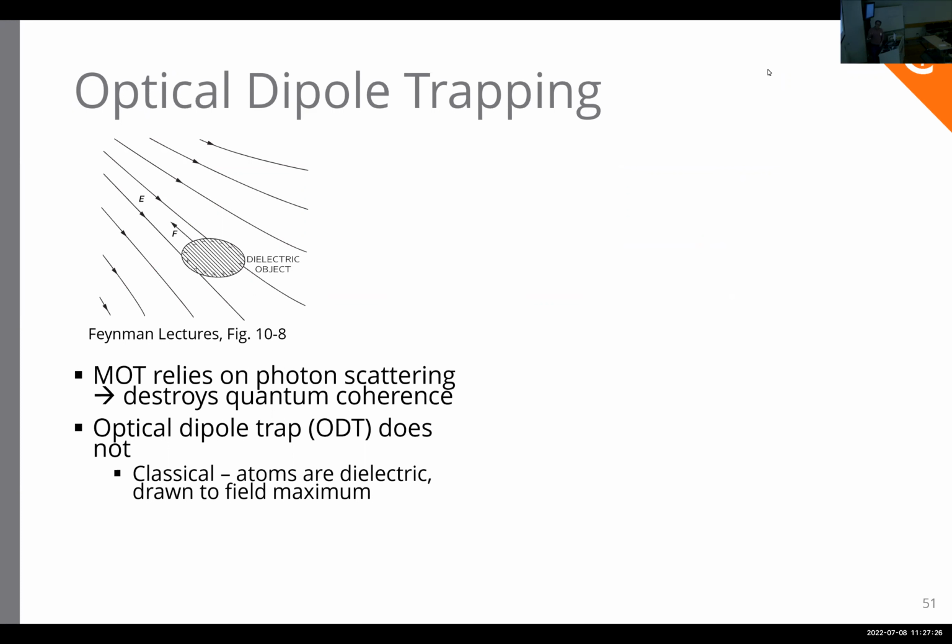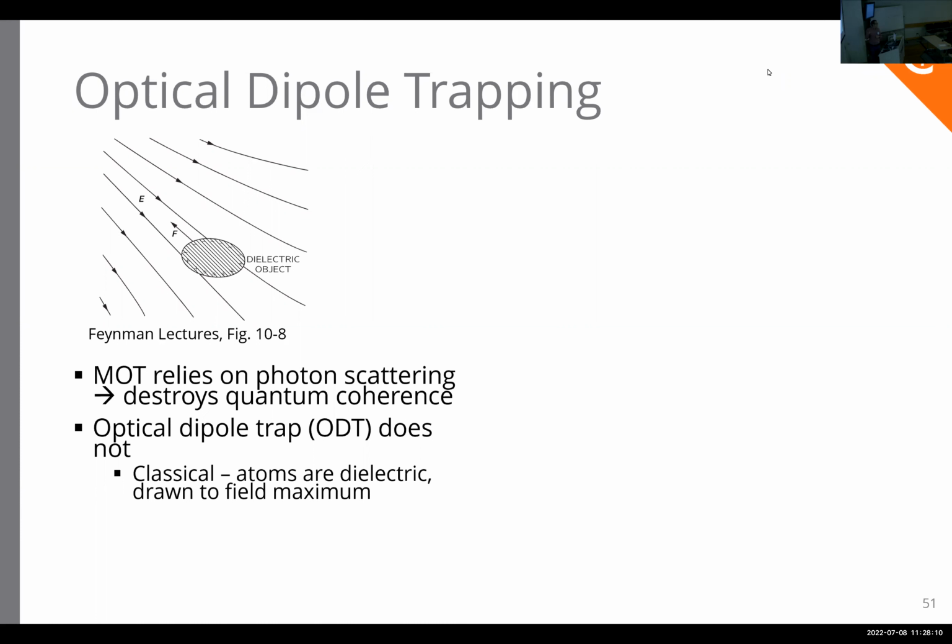There's a type of trap called an optical dipole trap, which does not rely on photon scattering and which can conserve quantum information and wave functions very well. And it's based on a classical effect, more or less, which is that dielectrics are drawn to the maxima of fields. This is a figure from the Feynman lectures: you induce dipole moments in dielectric objects, and they want to be in a region of higher electric field. So they feel a force towards an electric field maximum. And atoms are dielectric. So we can use this trick.